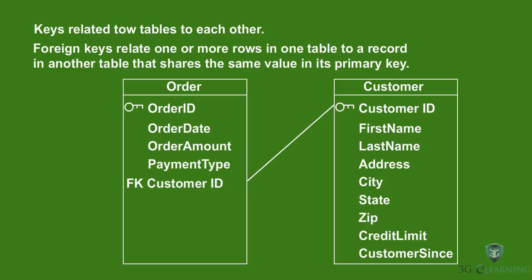So to recap, there's a primary key in the customer table called Customer ID. There's also another key in another field in the order table, which is the foreign key. So now we can relate these two tables together. Also, the primary key and the foreign key can be related together to make a relationship between the two tables.